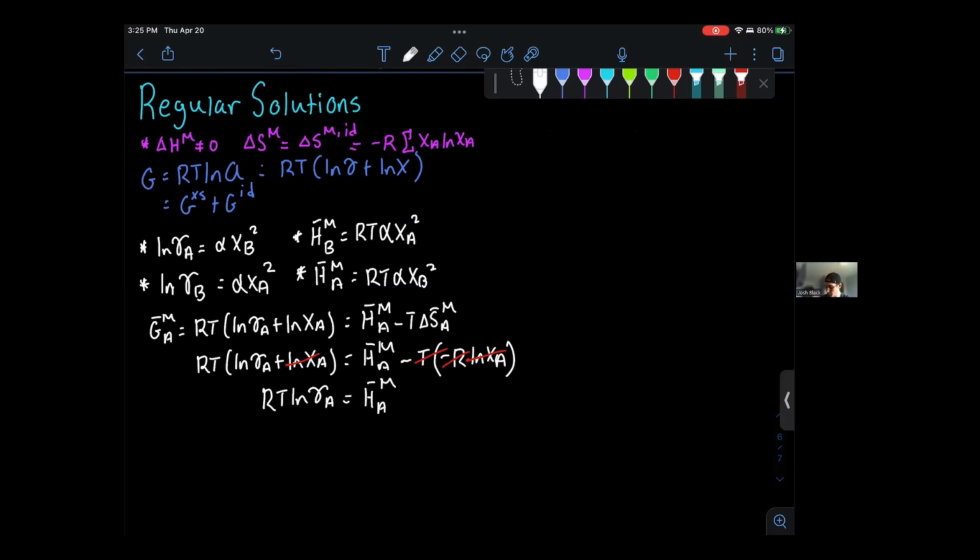Well, what do we know the partial molar enthalpy of A being equal to? Well, we know that's RT times alpha XB squared. Canceling out the RTs, ln gamma A is equal to alpha XB squared. And you can do the same thing with the other one, the B term.